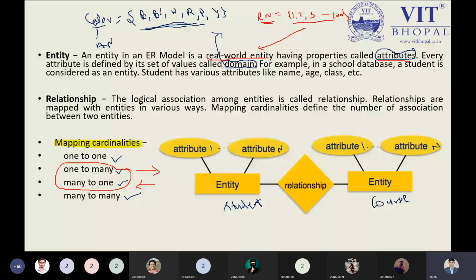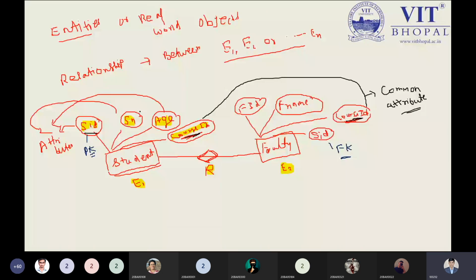So in the ER model, what happened? This is known as the conceptual designing of the database model. Why conceptual? You have to use some concept, you have to use logic to design the structure. That is the important point we have to understand. So now clear?